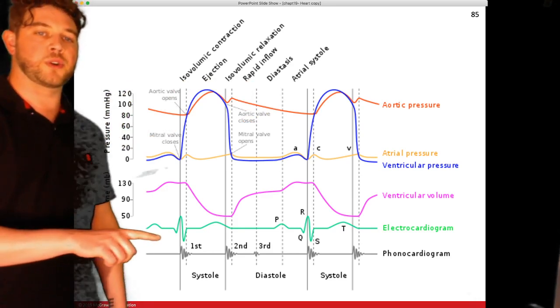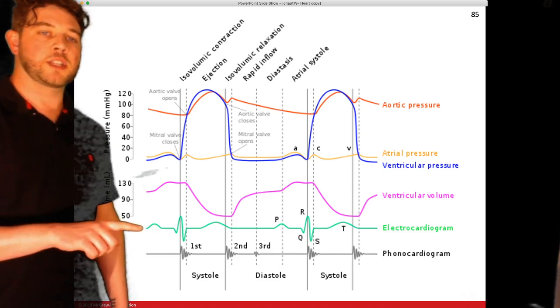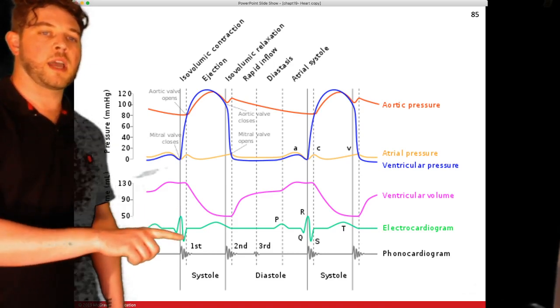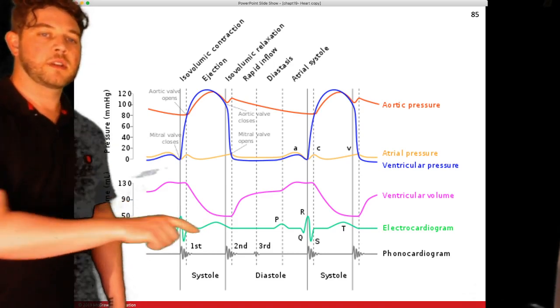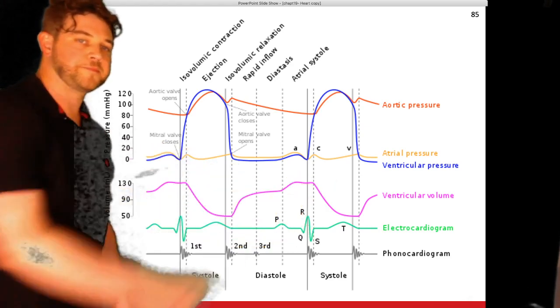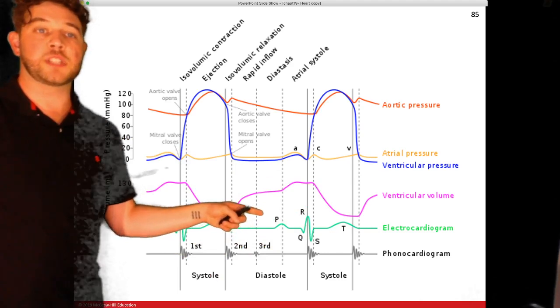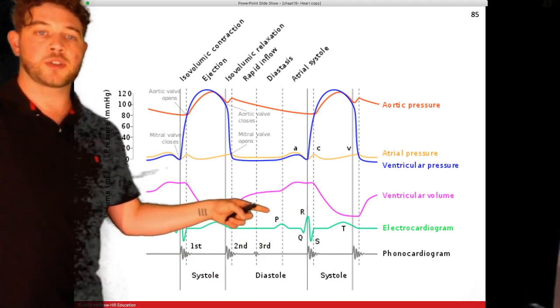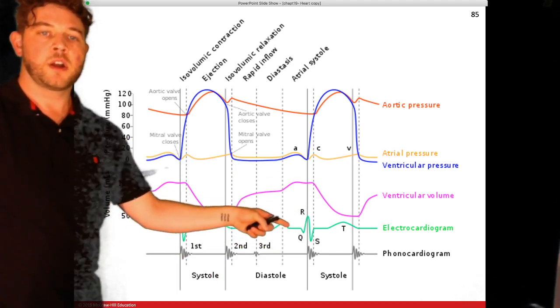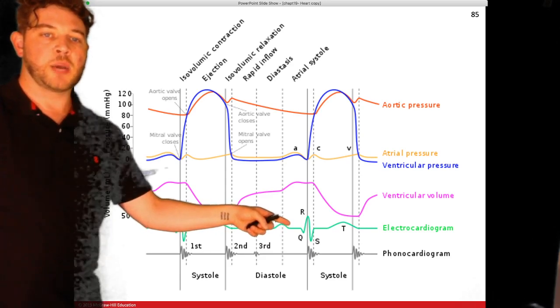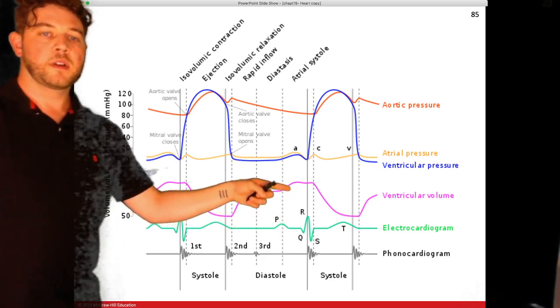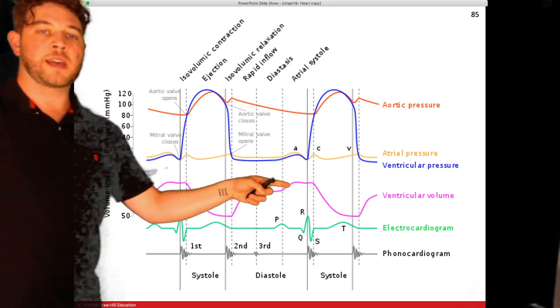This is your electrocardiogram, your EKG. So you can see your P, Q, R, S, T waves, and they have them labeled on here. If we follow P, that is the atrial depolarization. So this is when our atria are going to start to depolarize, and then right here is where our atria contract. Now if we go up, right here, we're looking at ventricular volume.